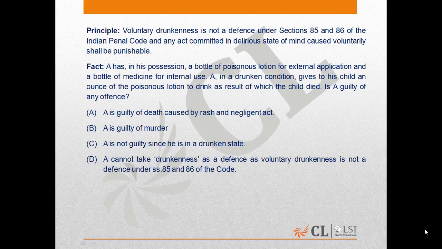principle based answer. Even otherwise, the question is not asking which offence A is guilty of. All they want to know is whether A is guilty or not, and that is clearly being answered by the fact that since he cannot take drunkenness as a defence, it would make him liable for some offence or the other, thereby making D the most appropriate answer.